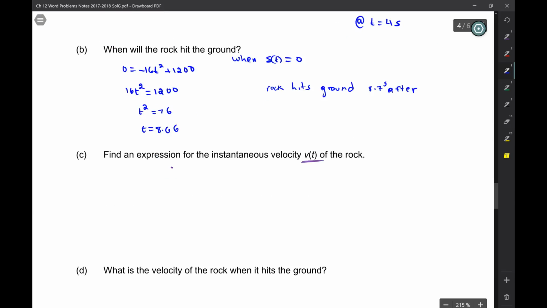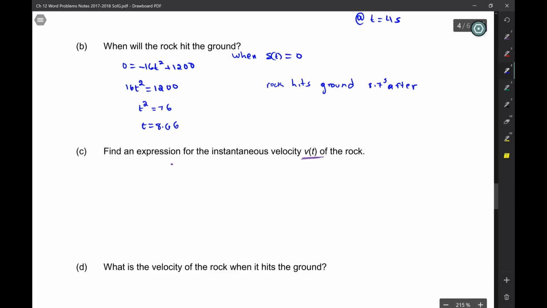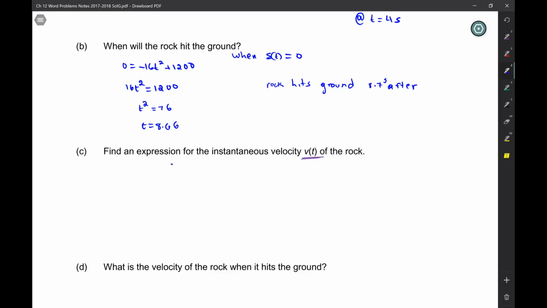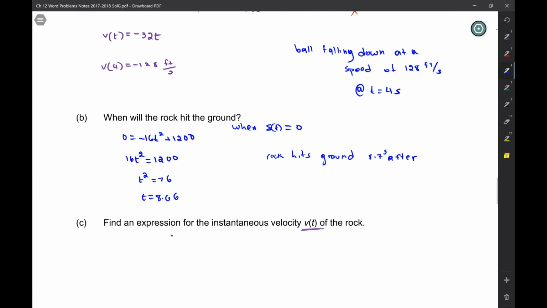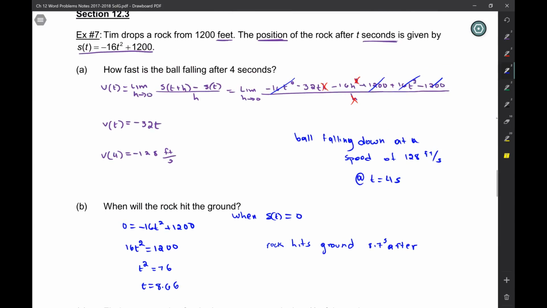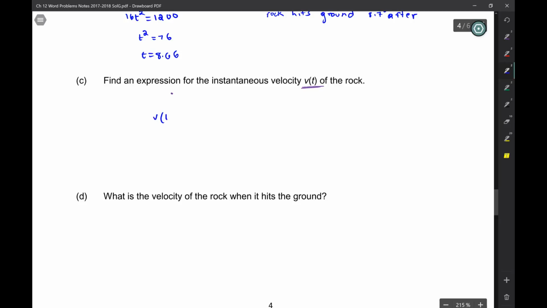Okay, so here, find an expression for the instantaneous velocity of the rock. Did I do this already? Yeah, right, I did that already. So had I not read the questions before, I would have had to do this twice, one with 4 in there and one without. So go ahead and read the questions first, right? So v of t is equal to negative 32t.